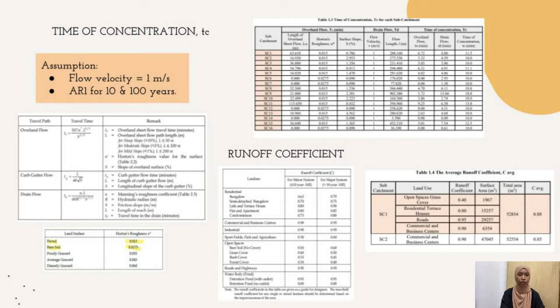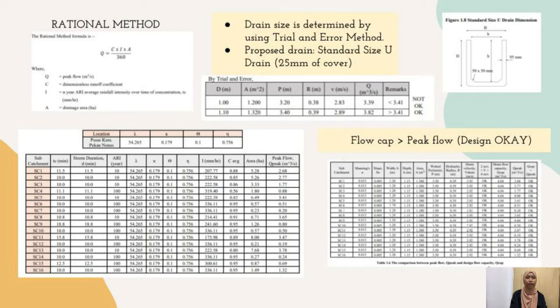We also need to determine the runoff coefficient. So the runoff coefficient for urban catchments, by referring to the table shown, is also from the guidelines of MASMA. So, the average recurrence interval of 10 years and 100 years were used based on the location of the sub-catchment. So, the summary of the results are shown in the table. Next is the rational method.